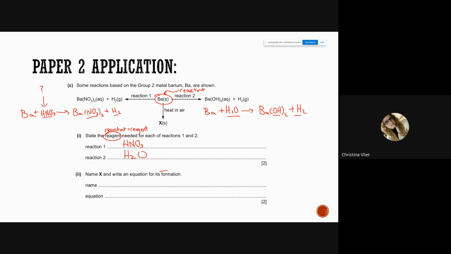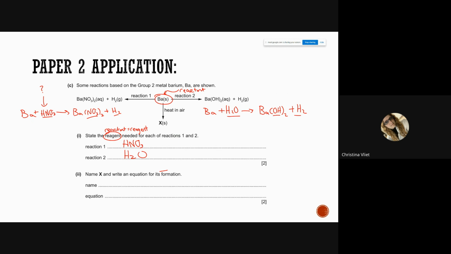All right. Part 2. Name X. Write an equation for its formation. Barium, when I heat it in the air, becomes X. What is barium reacting with in the air? When they say heat in the air, what does it mean they're reacting with? What could you be reacting with in the air?